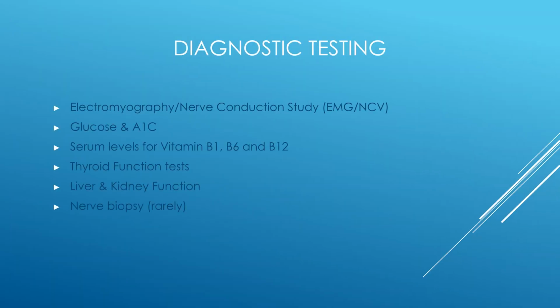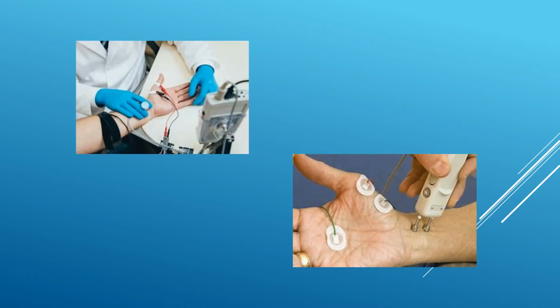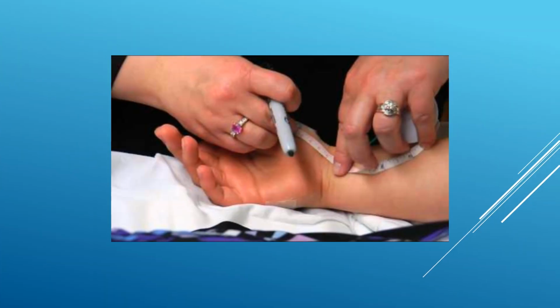Diagnostic testing includes electromyography, or EMG, and nerve conduction study, or NCV. Other tests include monitoring glucose and A1C levels, serum levels for B vitamins, thyroid function tests, liver and kidney function tests, and rarely, a nerve biopsy. Here are some images of nerve conduction studies, which are used to evaluate sensory perception disorders. This image also illustrates part of the diagnostic process.